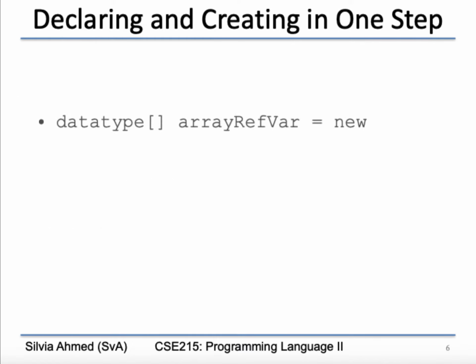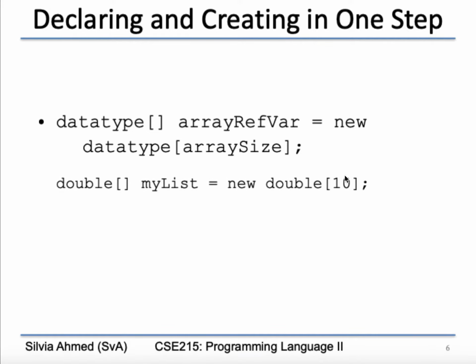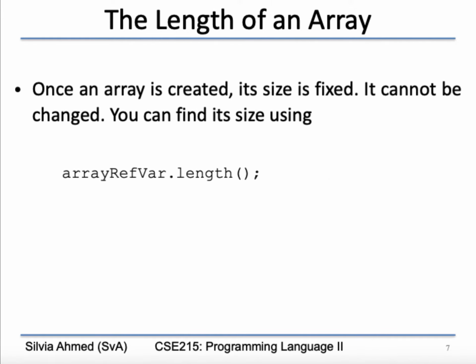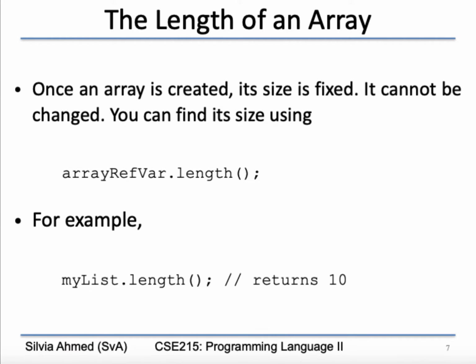So we have seen that when we create an array, we need to mention the size because we actually need to allocate the memory beforehand. So once it is created, that fixed size cannot be changed anymore. We can find its size using the name of the array dot length and then a parenthesis pair. The parenthesis pair says that length is basically the name of the method. So if we want to get the length of our example array, we have to write mylist.length and it will return us 10, the value 10.